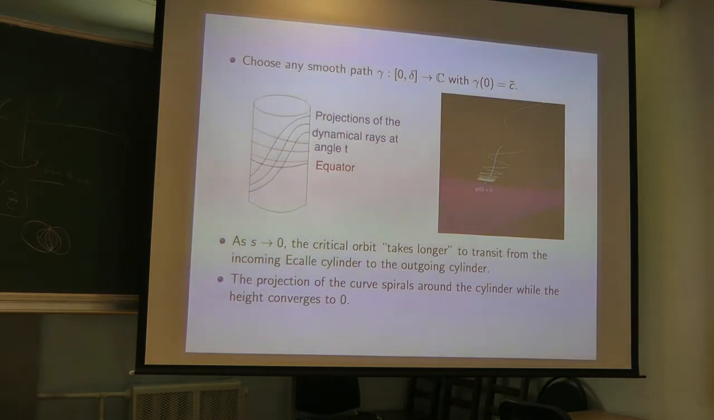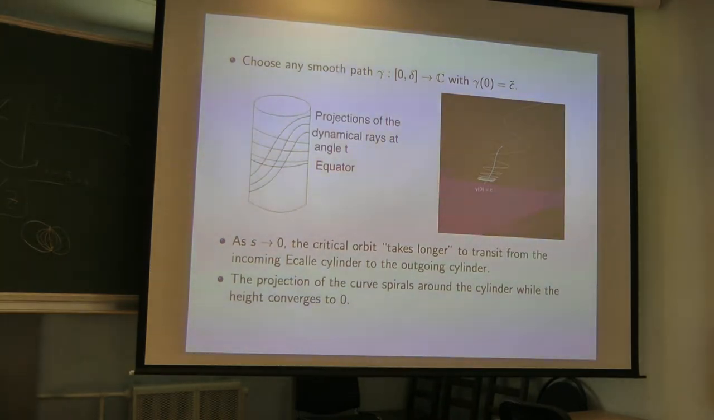And now the point is that I didn't exactly tell you how the transit map came into the picture in this proof, but that basically came into the picture because the critical value lies in the incoming domain. After it transits from the incoming to the outgoing domain, it could have whatever height, but the transit map preserves the height. Hence, we could talk about the height irrespective of whether we are talking about the incoming or the outgoing cylinder. And that's basically the key thing in the proof.